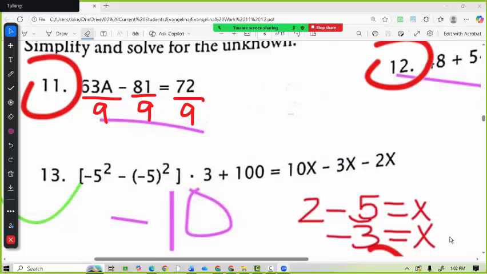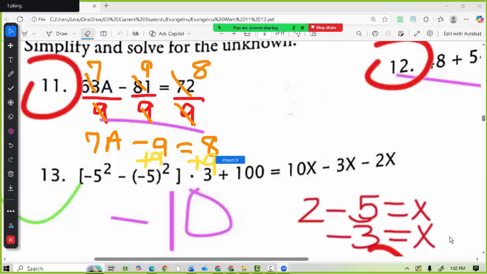So 63 divided by 9 is going to be 7a. 81 divided by 9 is 9. And 72 divided by 9 is 8. All right. And we look at these and we see that there is not any more common factors. We call this relatively prime. There's nothing else we can divide them all by. So we'll just solve from here. So we'll add 9. And we get 7a equals 17. And then divide both sides by 7. And we get a equals 17/7.